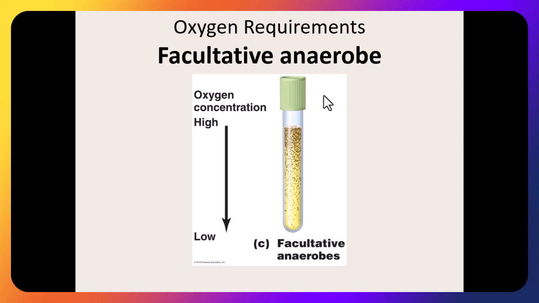But then we have this grayish area. There's something called facultative anaerobes. The word facultative means they can do both. I always like to think, it's like faculty, we can do it all. They can grow in an aerobic environment, but they can grow in an anaerobic environment too.